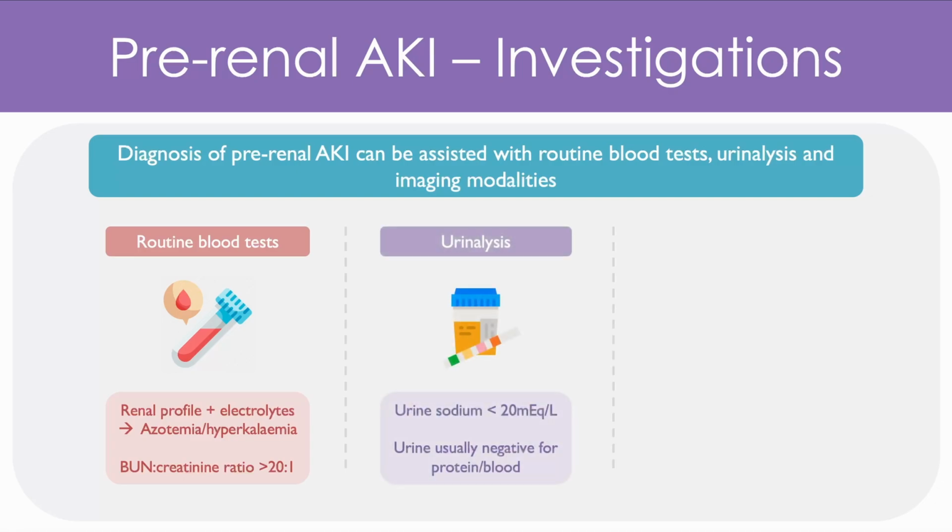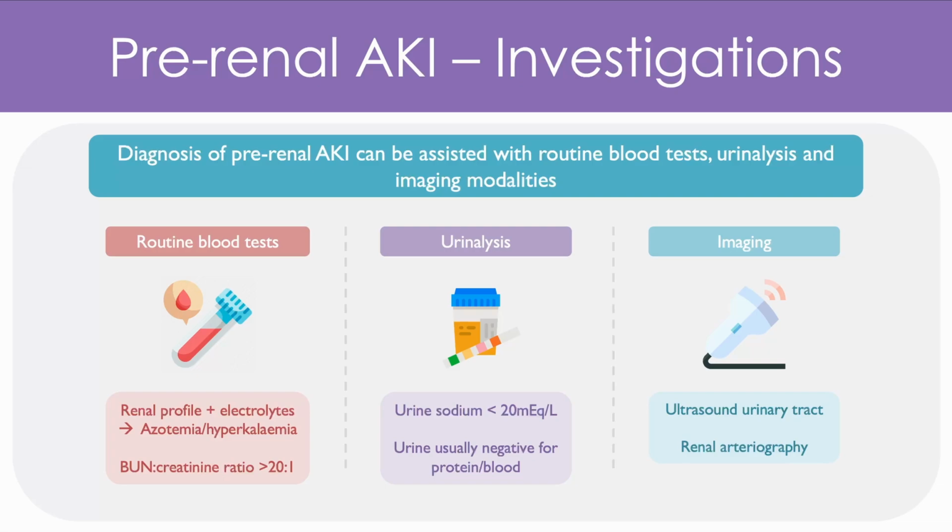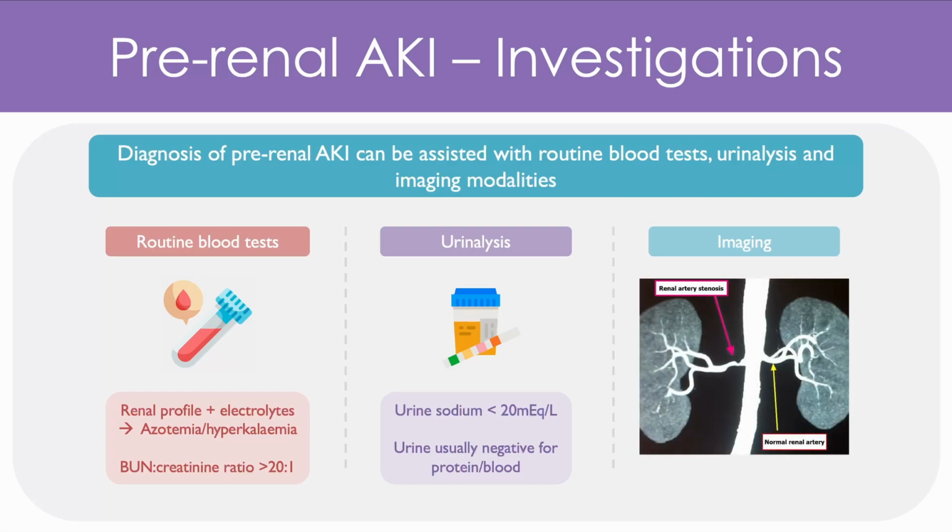Urinalysis can also be useful, looking for a urine sodium of less than 20 milliequivalents per litre. Importantly, the urine in a pre-renal AKI is usually negative for blood and protein, and this is because there's not been any damage directly to the kidneys themselves. However, there can be some exceptions to this, especially where a pre-renal AKI persists for too long. Finally, we can take a look at imaging modalities such as ultrasound and renal arteriography, and this can help to identify features such as renal artery stenosis.